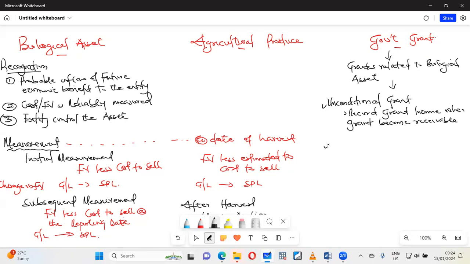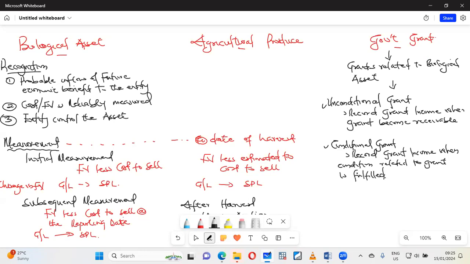When the grant is conditional, or conditional grants, how will we treat it? We will record as income, grant income, only when we are able to fulfill the condition, when the condition related to the grant is fulfilled. All right. So that is that.